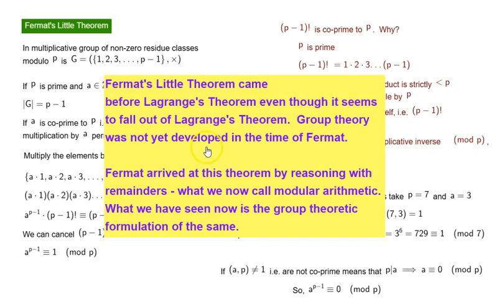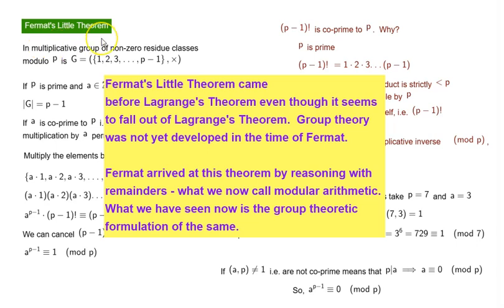Now here, Fermat's little theorem came before Lagrange's theorem, even though it seems to fall out of Lagrange's theorem. Group theory was not developed in the time of Fermat. Fermat arrived at this theorem by reasoning with remainders, what we now call modular arithmetic. So what we have seen now is the group theoretic formulation of the same.